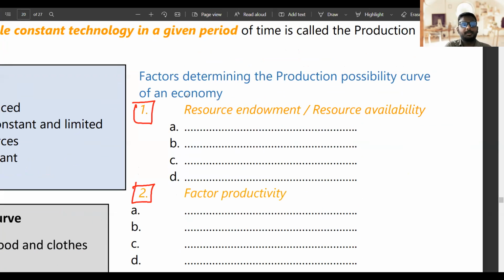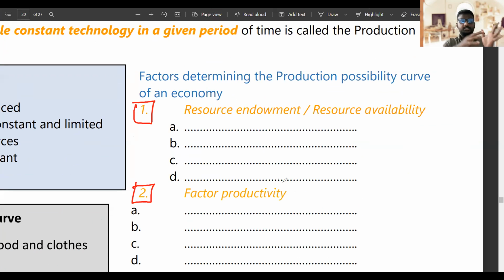Factors deciding production possibility curve. The factors that decide where the production possibility curve will be, how it will change, whether it will go out or come in, are mainly 2 things. One is the resource availability, and the other one is the resource productivity.